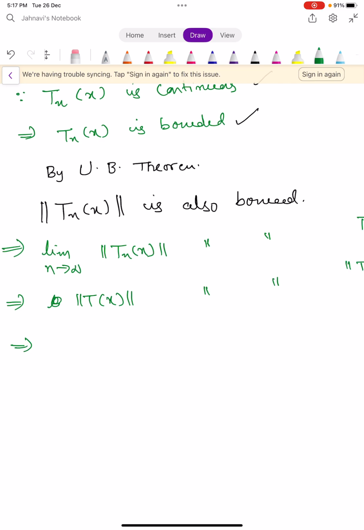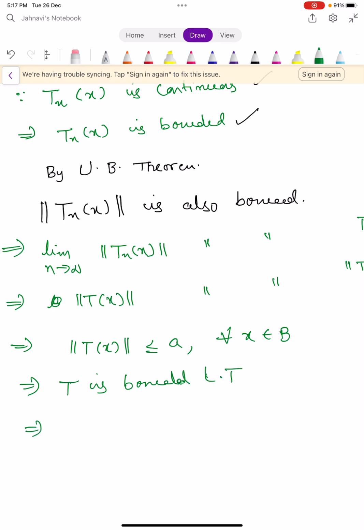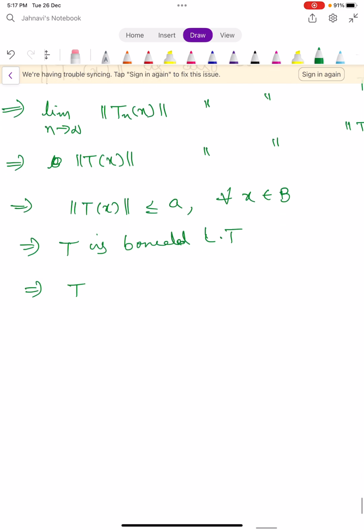If norm T of x is bounded, then we conclude norm T of x is less than or equal to a, where small a is any constant, for all x belonging to capital B. This condition shows us capital T is bounded. It means it is a bounded linear transformation. Every bounded linear transformation is continuous. Therefore, capital T is continuous. This is the second point. Hence, finally, we conclude that capital T is a linear transformation.